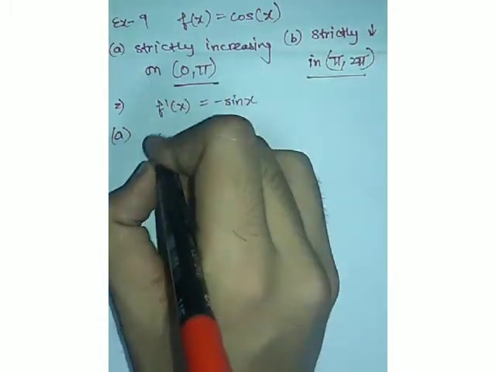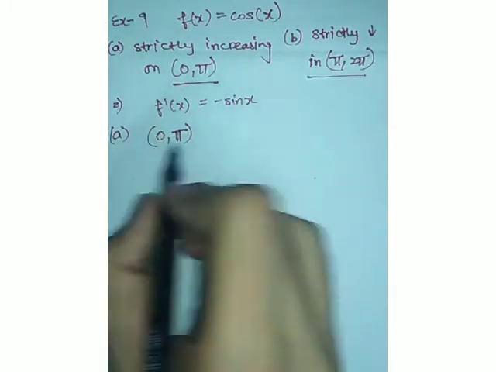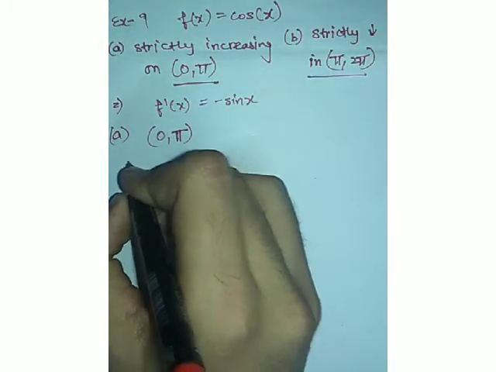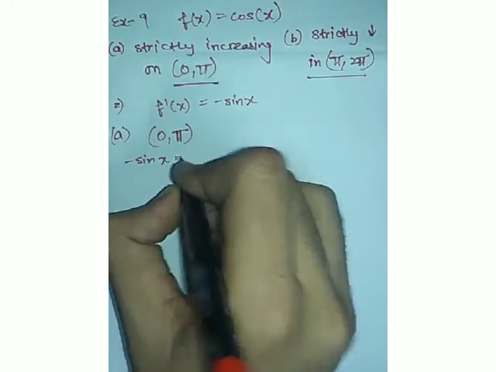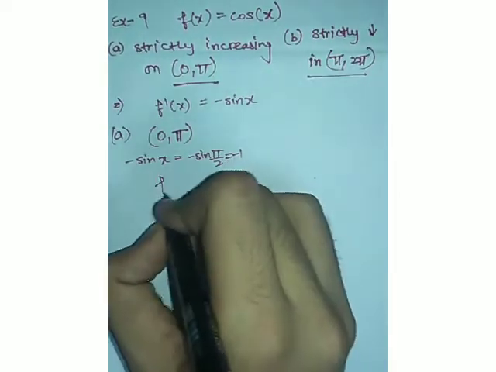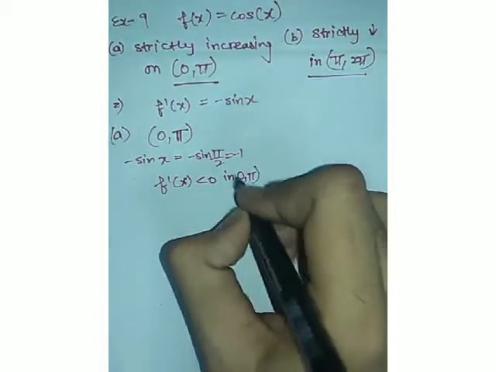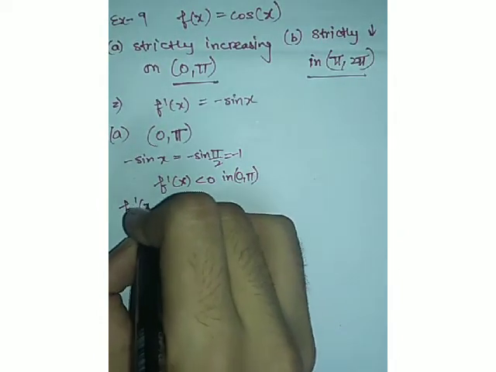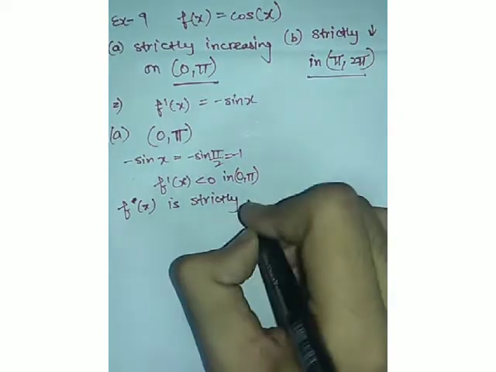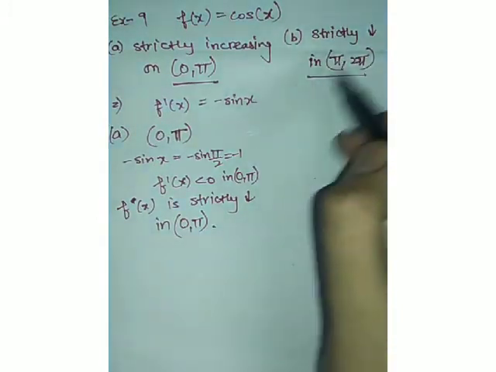Firstly, we'll take this interval 0 comma pi. Now it's an open interval, so the values on the edge will not be counted. So let's take pi by 2. Now at pi by 2, minus sin x is equal to minus sin pi by 2, that is minus 1. It means f dash x is less than 0 in 0 comma pi, which means f x, not f dash x, f x is strictly decreasing in 0 comma pi. We have proved our first part. Let's move to the second.